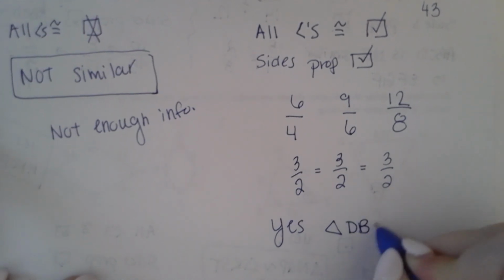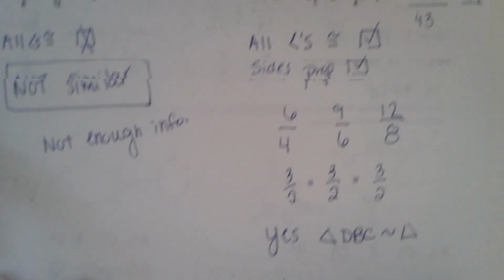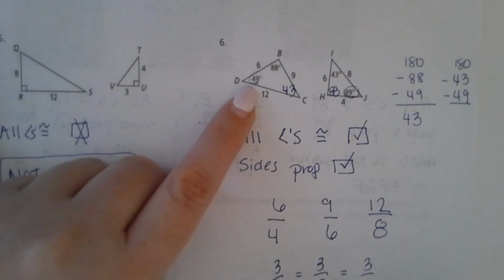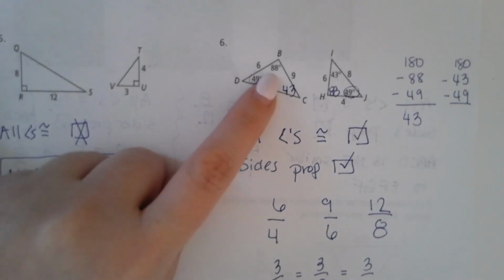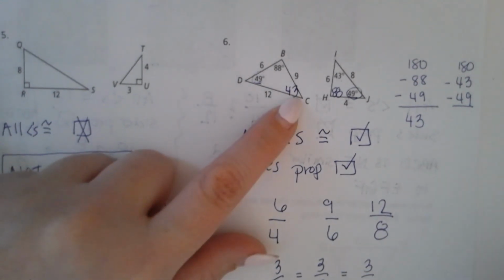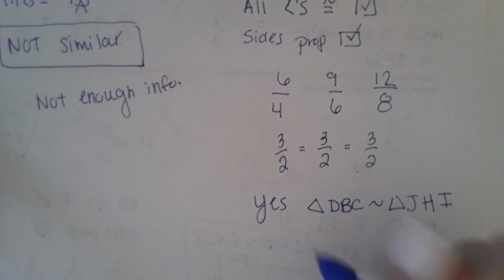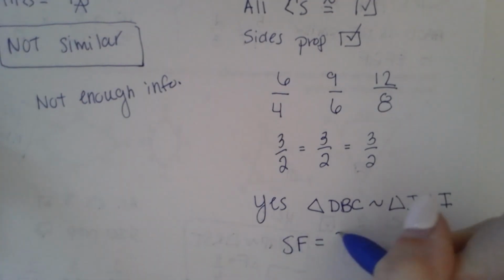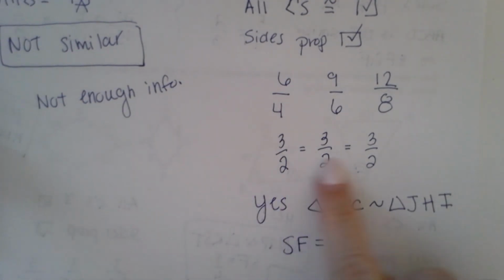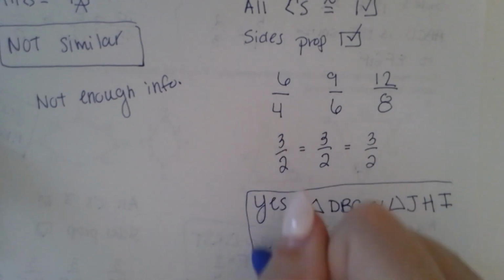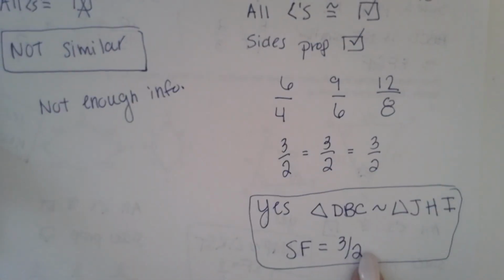triangle DBC is similar to triangle. Well, D matches with J, B matches with H, and C matches with I. So DBC goes JHI, and the scale factor is 3 over 2 because of this guy here. Like I said, go ahead and try number 4 and check your answer on the answer key.